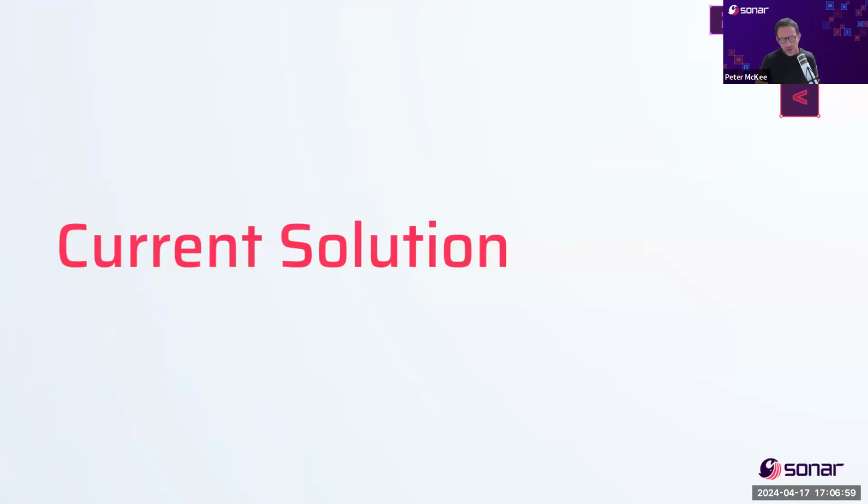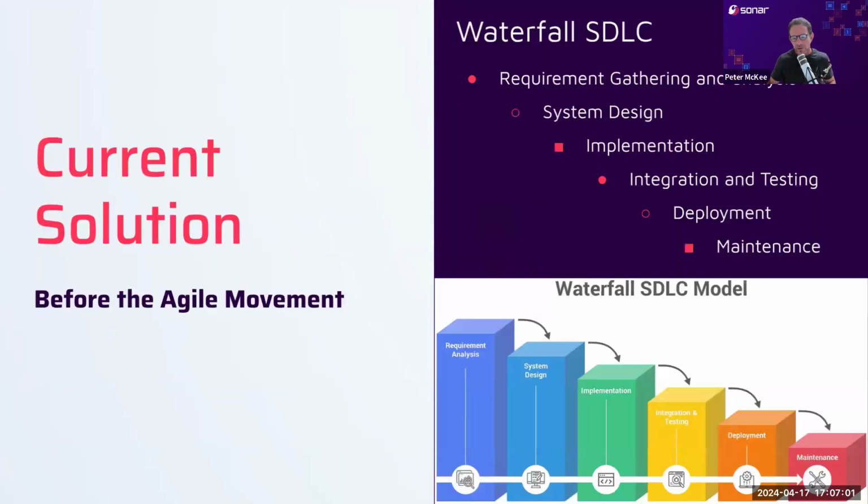So what's our current solution? How do we produce software now? But before we look at that, let's take a step back and look at how we got to where we're at. Before the Agile movement, we did waterfall, SDLC, the software development lifecycle. This model followed a waterfall, right? You did one phase, completed it, did the next phase, completed it. So you gathered requirements, did analysis, then system design, then implementation, integration, deployment, and maintenance, right?